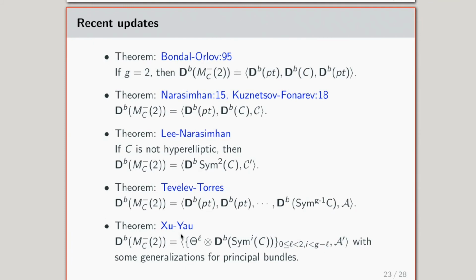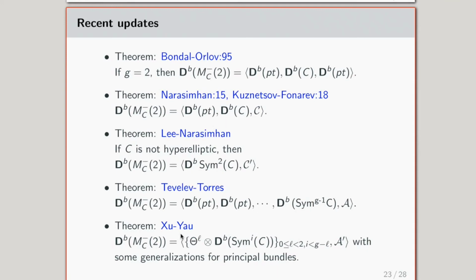Now let me tell you some recent updates on what has been done on that conjecture, the SOD decomposition. Of course, the first result was in 95. That was essentially the starting point: the derived category of the intersection of two quadrics looks like point, curve, and a point. Then Narasimhan and Kuznetsov proved a result, but Kuznetsov and Swarnava assumed that the curve is hyperelliptic. Narasimhan did it in general, that the derived category takes the form point, curve, and something complement.